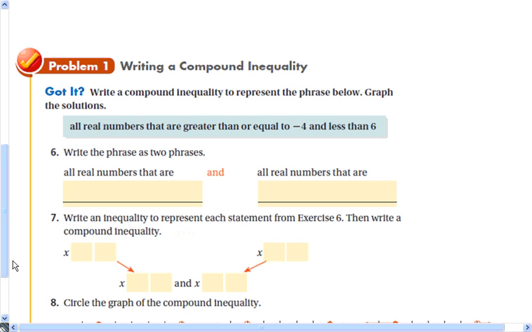So write a compound inequality to represent the phrase below: all real numbers that are greater than or equal to -4 and less than 6. Go ahead and try that. Pause the video and turn it back on to get the answers.